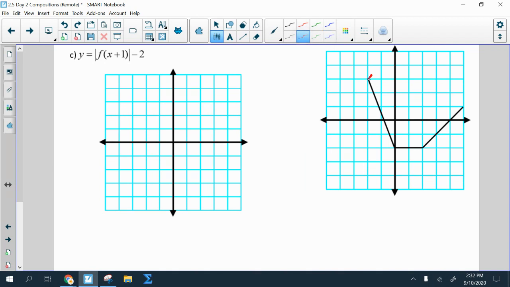So let me write down these points one more time. Negative 2, 3. 0, negative 2. 2, negative 2. 5, 1. Okay, so this x plus 1 tells you to shift everything to the left 1. I'm actually going to do all this on the grid. So we're going to go to the left 1. So negative 3, 3, negative 1, negative 2.